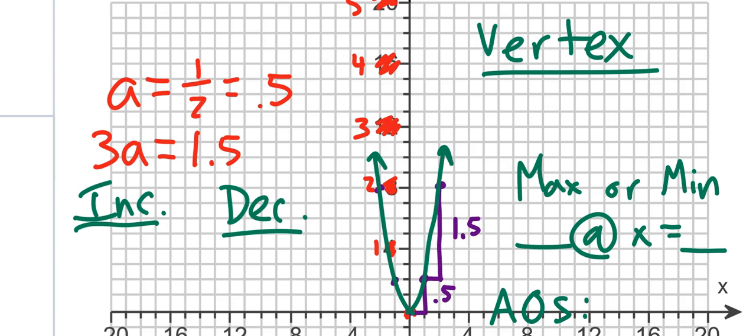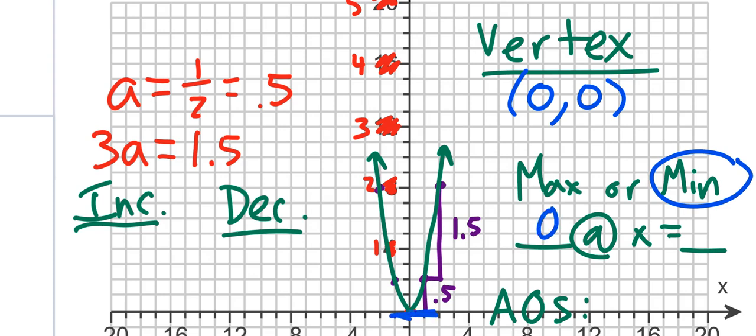Okay, Miss Piper, what's my vertex? Your group decided 0, 0. You are correct. Okay. Over here, Miss Yuki on my right, do we have a max or a min? We do have a minimum. What is that minimum y value? It is 0. And at what x value does it occur? It does occur at an x value of 0.